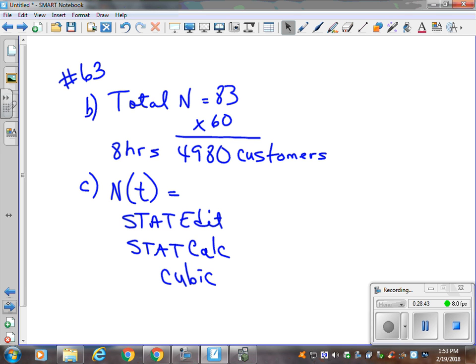Cubic regular? Yeah, cubic reg. Cubic reg means cubic regression.